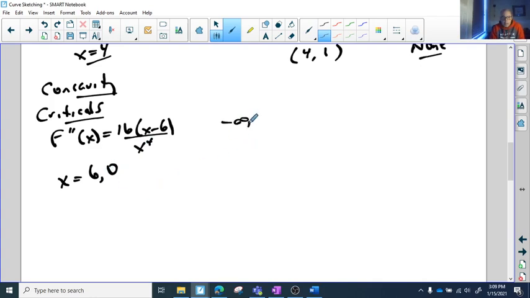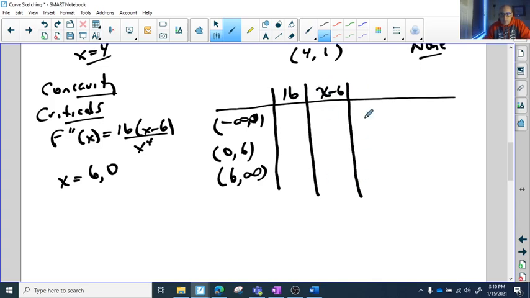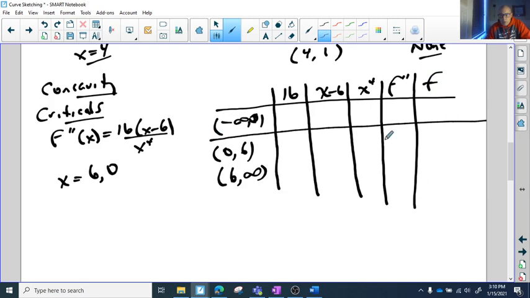Sign table: negative infinity to 0. It's a bad 0, but that's a 0. Then 0 to 6, and then 6 to infinity. Across the top, you're going to list your factors: 16, x minus 6, x to the exponent 4. That'll tell me whether my second derivative is positive or negative, which will then tell me whether my function is concave up or concave down.